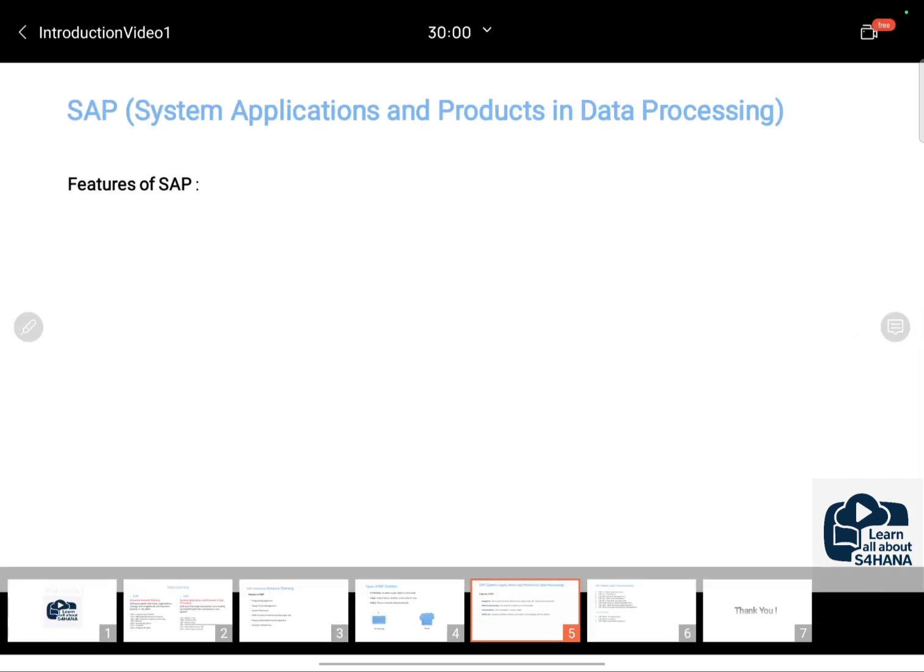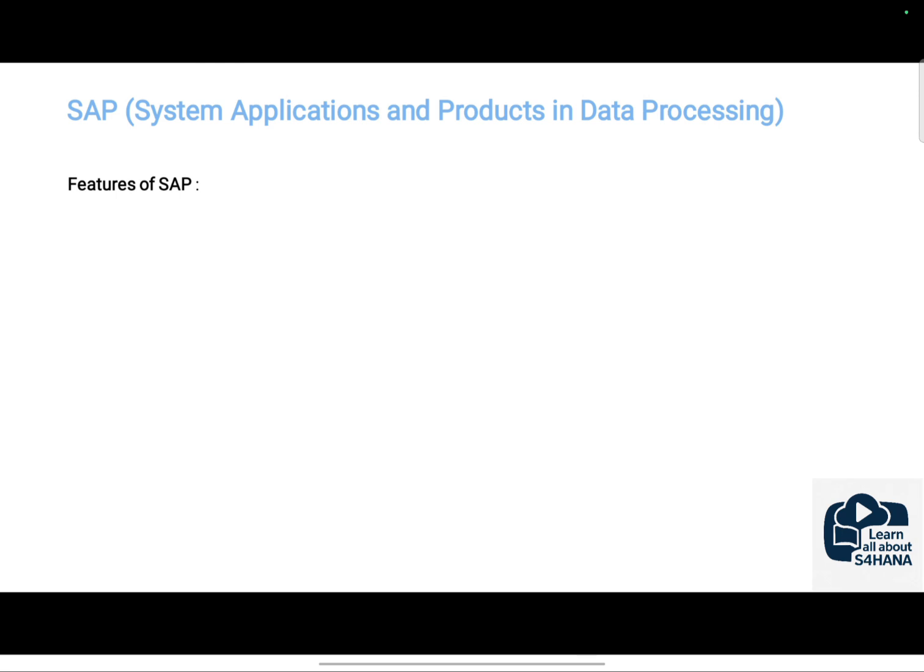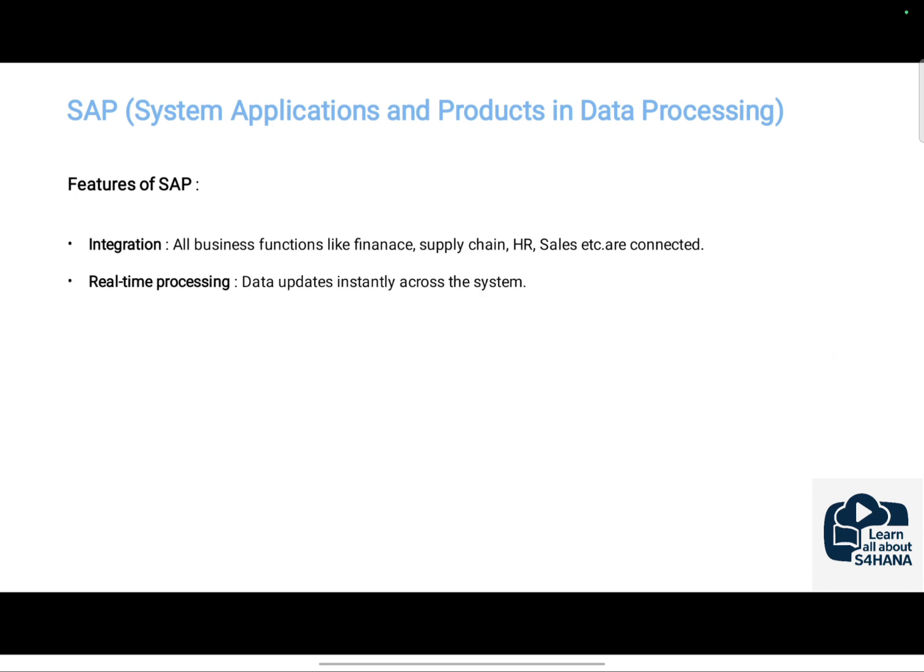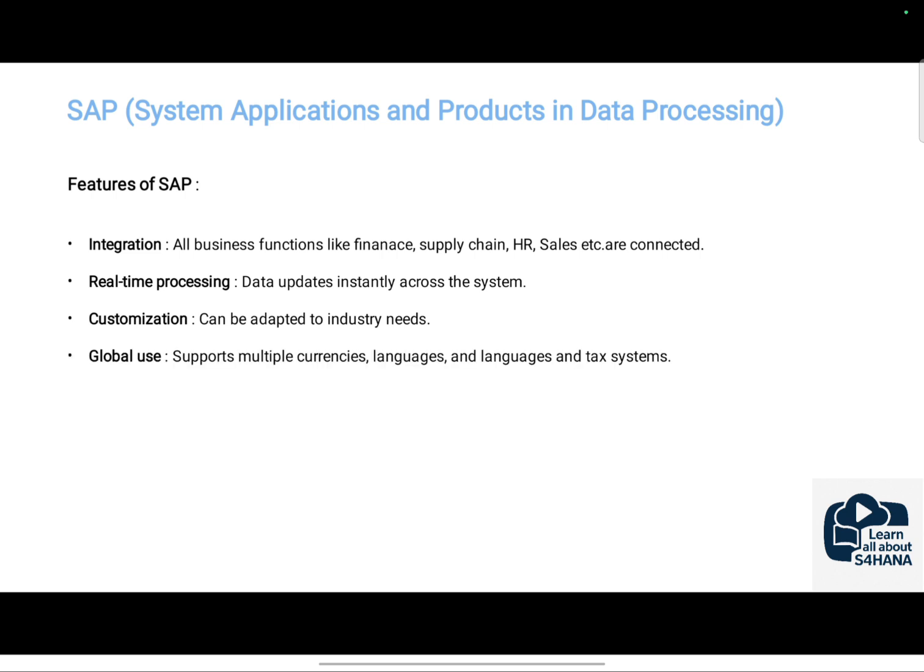Next, we'll jump into SAP systems, that is Systems, Applications, and Products in Data Processing. The features of SAP: integration, which means all business functions like finance, supply chain, HR, and sales are connected in one database. Real-time processing, where you can update the data instantly across the system at the same time. Customizations can be adapted to industry needs, and it is global in use. That means if you want to set the currency according to the country or the languages, we can do it in the SAP software.